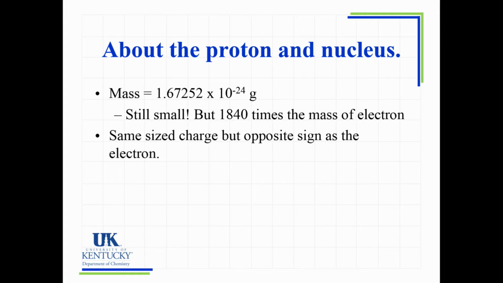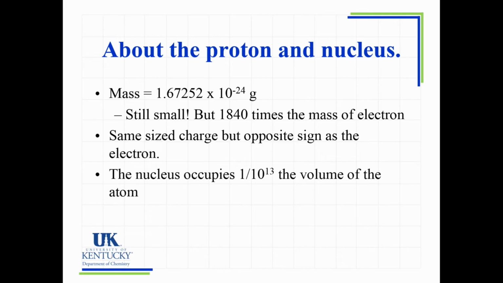Okay? Now, what they discovered with these protons is that they were the same size charge, but opposite. Okay, so they're bigger, but they contain exactly the same charge as the electron, but they're positively charged instead of negatively charged. What they determined by the number that actually passed right on through the atom and didn't strike anything, and the few that bounced back, is that the nucleus is much tinier. Okay, 10 to the 13th times smaller in volume than the atom.